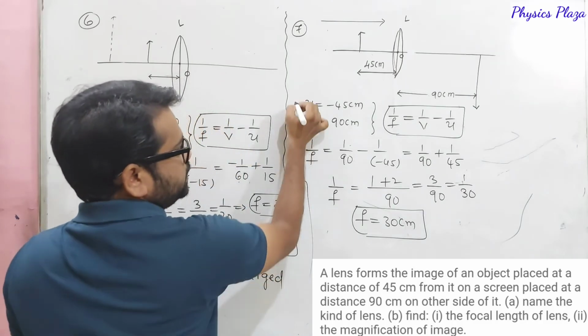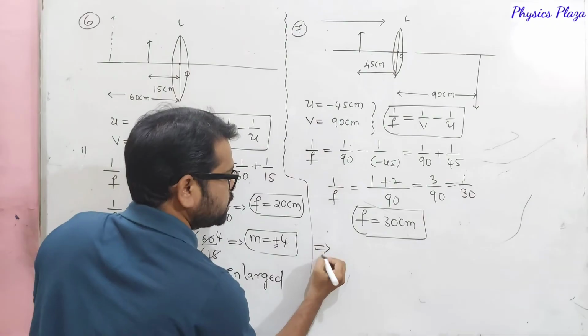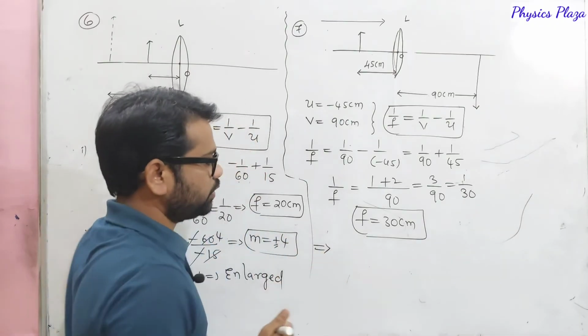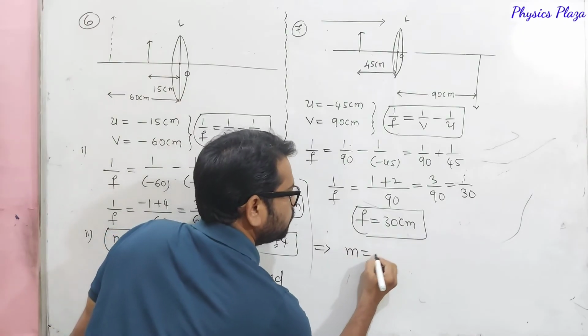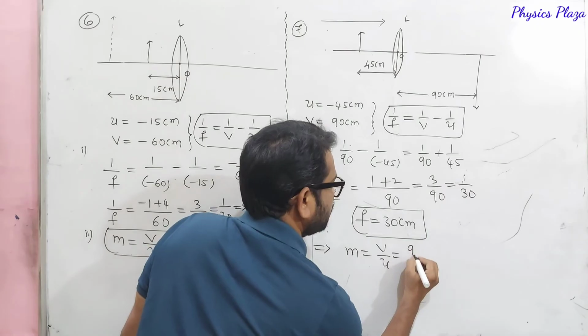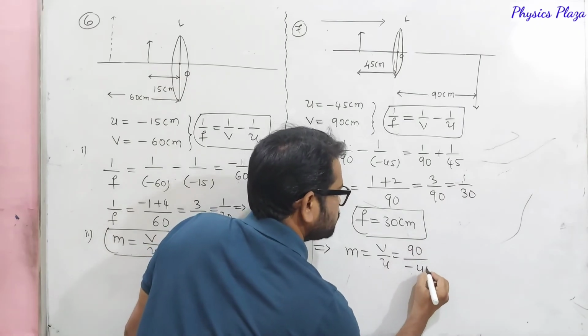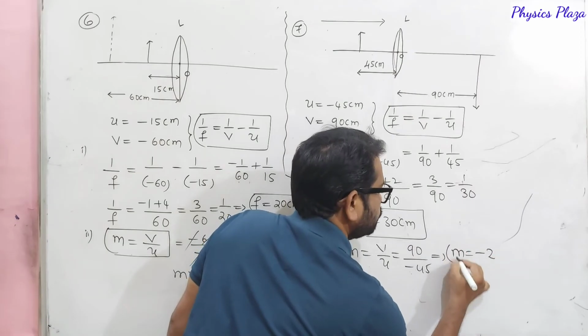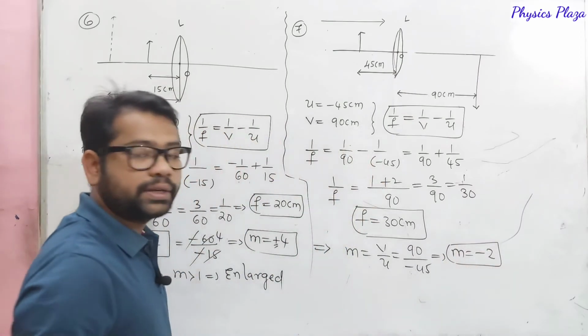Now magnification. It is not asked, but let us try magnification, because it is asked to write the characteristics, right? So obviously here you have to write, look at here. m = v/u. v is how much we got? 90 is given, sorry, and u is minus 45. So here m = −2. m = −2.